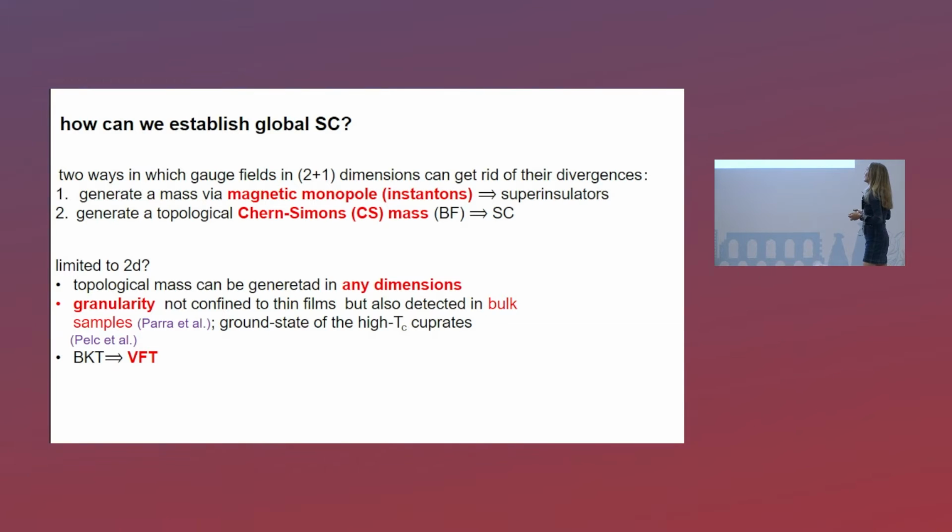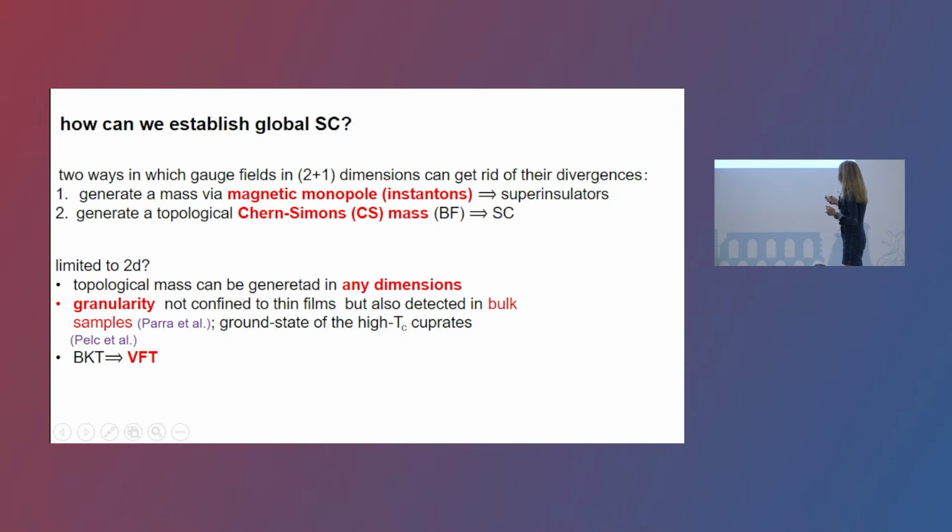And the other one that will be relevant for us is the generation of a mass through a mechanism that is alternative to the Higgs mechanism, and is called the Chern-Simons mechanism, or BF mechanism. BF is not an acronym, it's the name of the theory. So this is a topological mass generation.